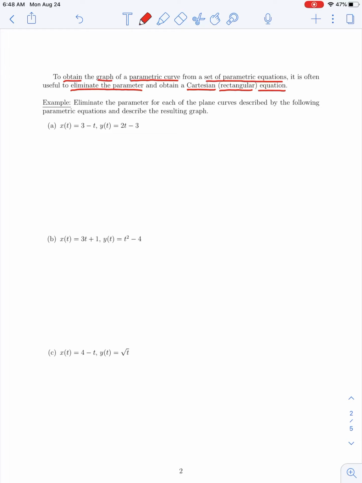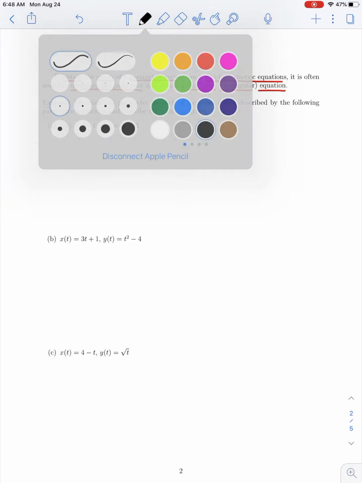So in this example, we are told to eliminate the parameter for the given plane curves given by the parametric equations and describe the resulting graph. So in part A, we have the parametric equations x is equal to 3 minus t and y is 2t minus 3. So in order to eliminate the parameter t, we can try to solve one of our equations for t.